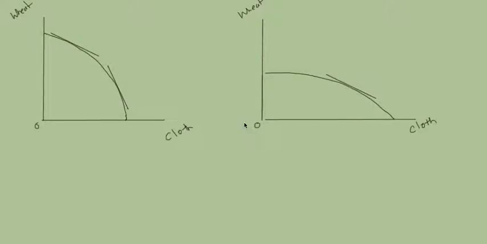This is a video about chapter 4 from your textbook. This is the increasing cost case. And these are PPFs, again, production possibility frontiers.